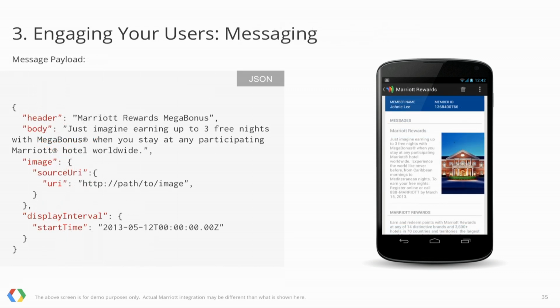Likewise, for messages, we send the message payload either to a wallet object endpoint or to a wallet object class endpoint. The difference being that a message sent to a wallet object goes to one specific user, and the message sent to a wallet object class goes to a group of users. So why don't we give this a try here?